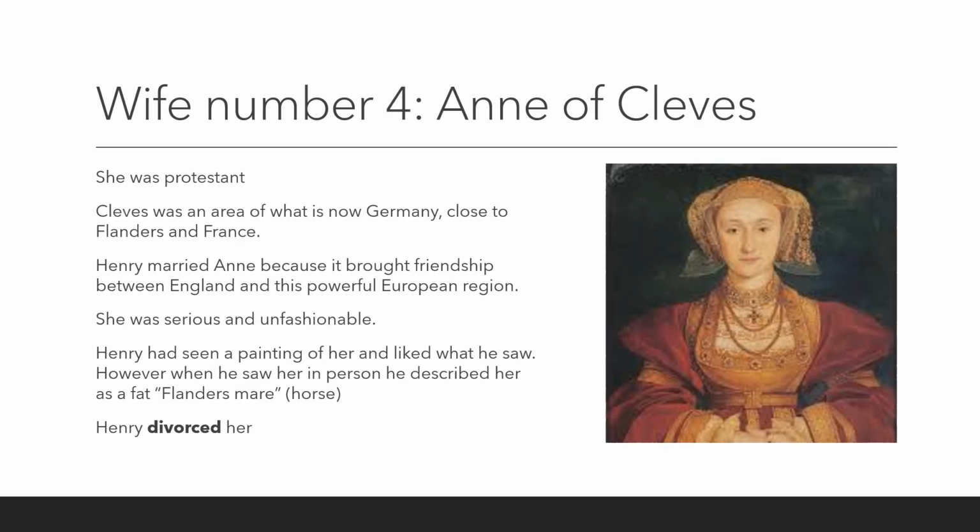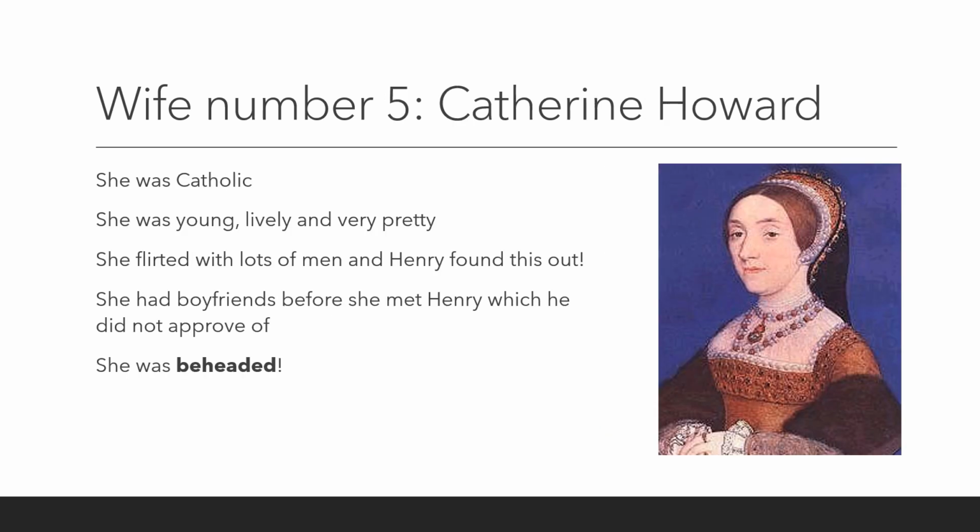Then we've got wife number 4, Anne of Cleves. She was Protestant. She was in an area in Germany. She was quite serious, quite unfashionable. Henry saw a picture of her and thought she looked okay, but then when he actually saw her in person, described her as a horse, so he quickly divorced her. Then we've got Catherine Howard. She was Catholic. She was quite young. She was quite lively. She flirted with lots of people, and Henry did not like this and accused her of cheating, so she was also beheaded like dear Anne.